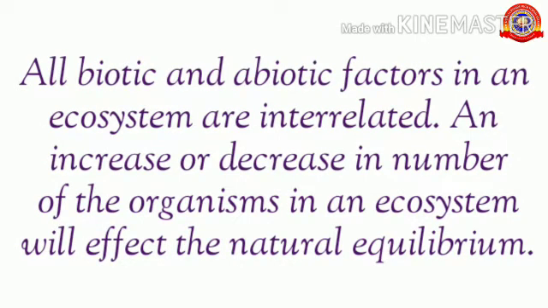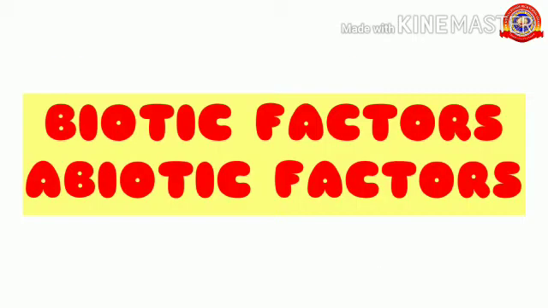All biotic and abiotic factors in an ecosystem are interrelated. An increase or decrease in number of any of the organisms in an ecosystem will upset its natural equilibrium. Next we discussed about biotic and abiotic factors. We know that biotic and abiotic factors are also essential for the existence of the living world.